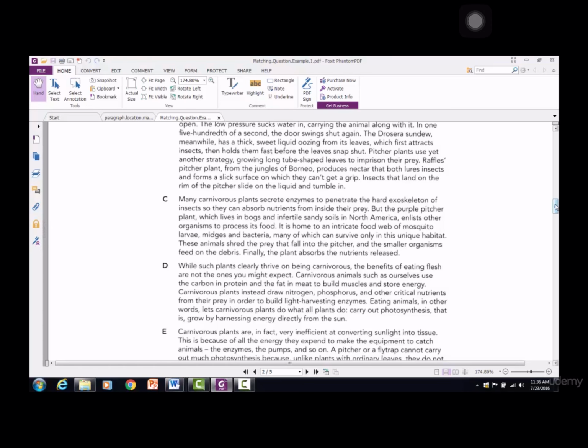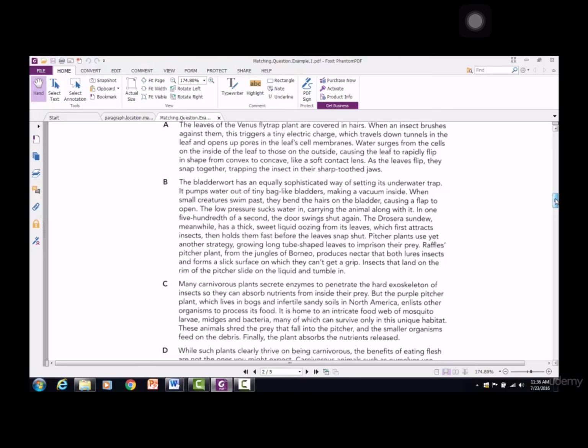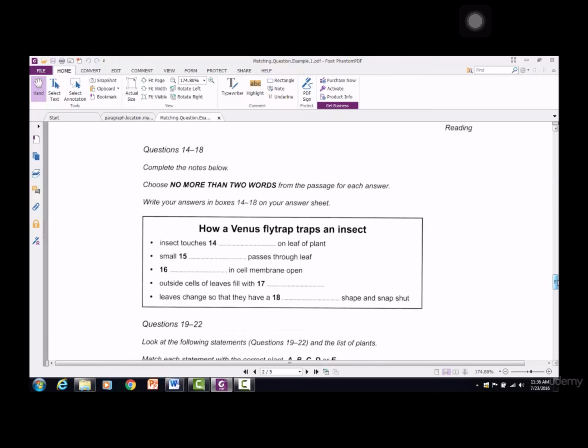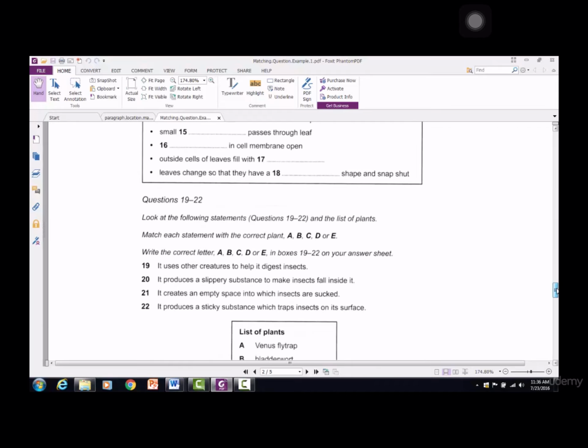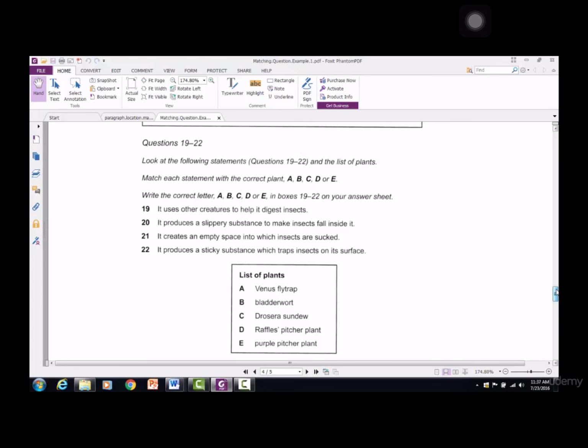So I saw that the Venus flytrap and the Drosera appear more than once. So I would probably do the bladderwort, the raffle and the purple pitcher first, because I only need to read one sentence and see if they fit, see if they match up. So those are the ones that I would do first. All right, so let's have a look and read about the bladderwort first.